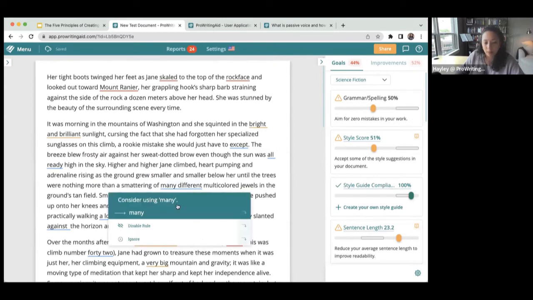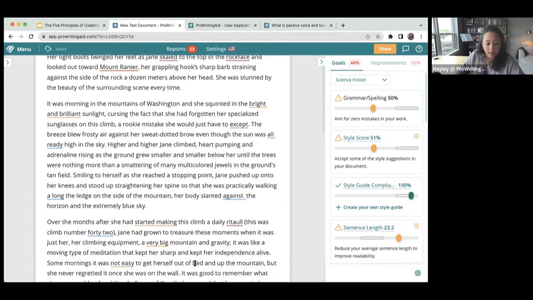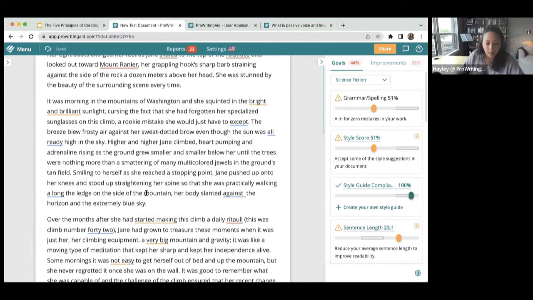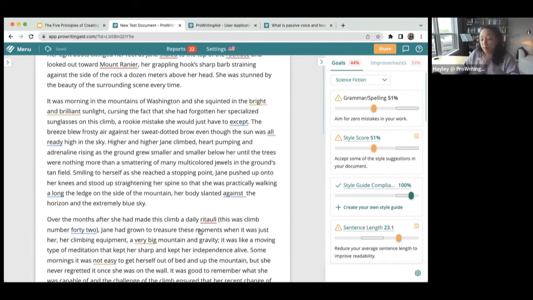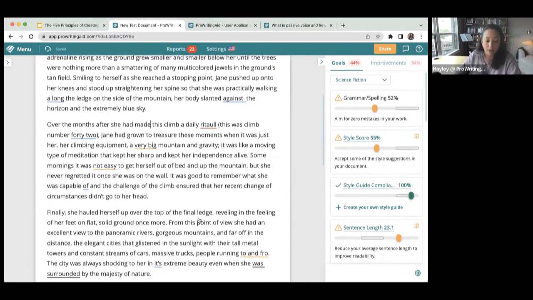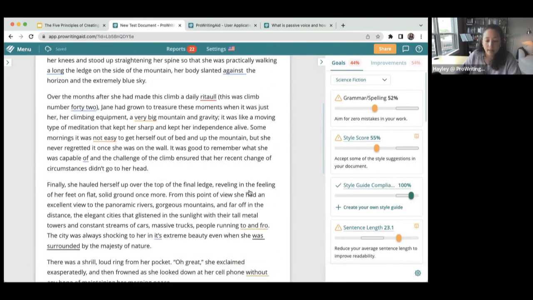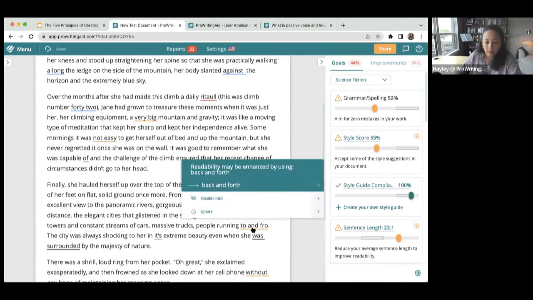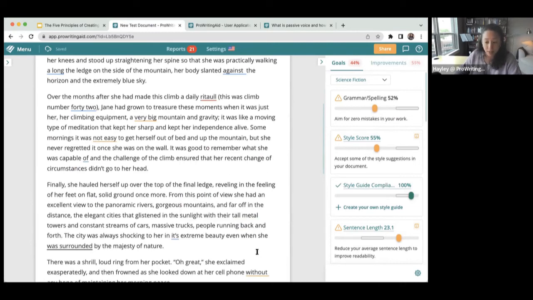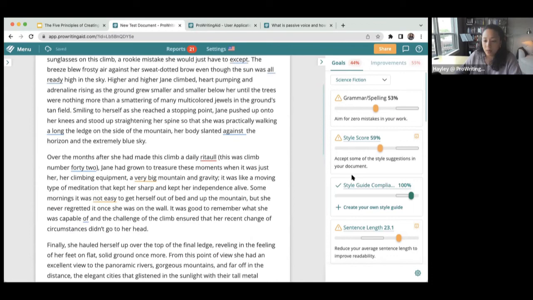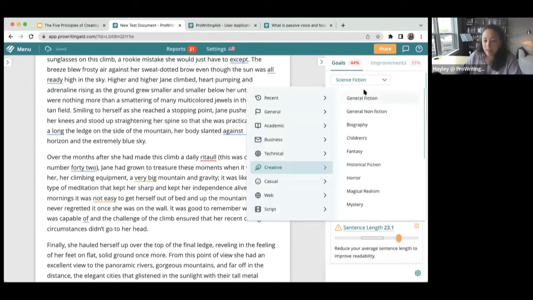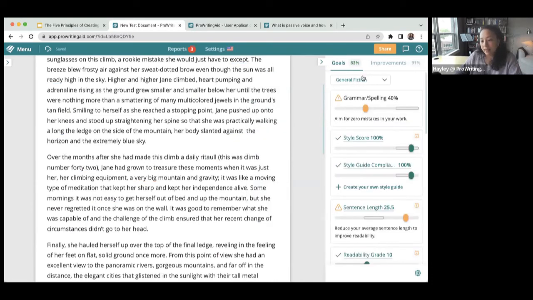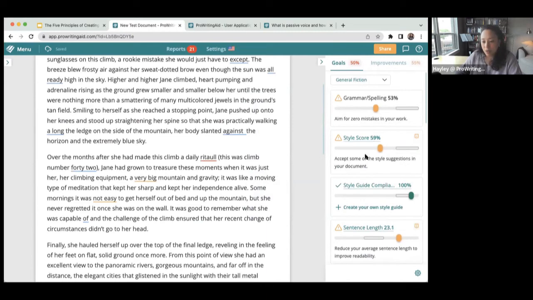Here's a readability improvement because we have too many words, so we can just switch to many. Here's another readability improvement we can make. So the real-time checker has a bunch of different options for improving readability. Here's probably another one. It can find phrases like to and fro that are a little bit more jargony. And then you can also find your readability score. I had it on science fiction. I've now switched to general.